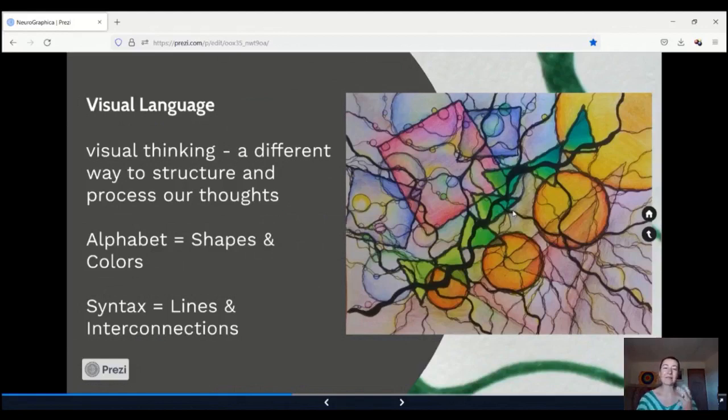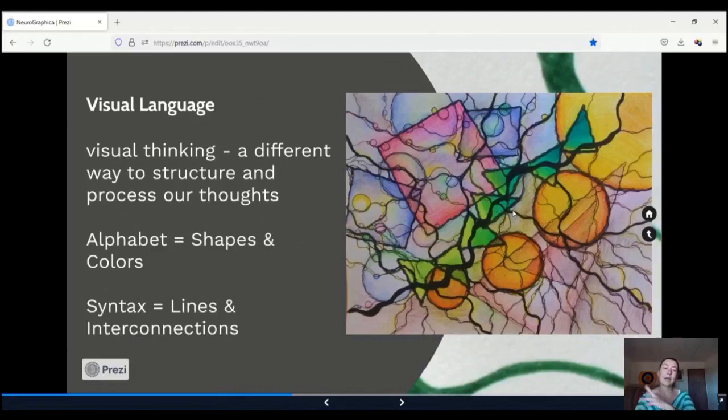And then we have the lines and the interconnections, and those create almost like a syntax. Almost like we have an alphabet that creates words and thoughts. And then we have the spaces in between, how they are connected, and that forms sentences and larger elements of thought in our picture.